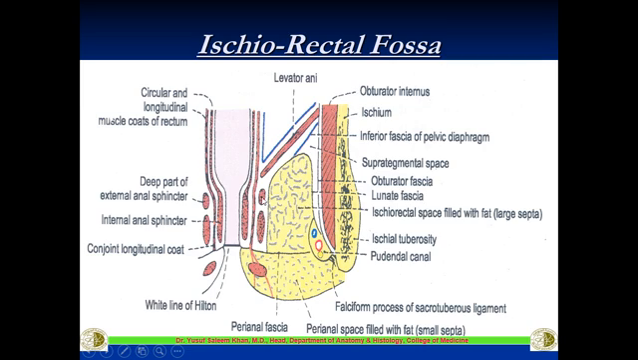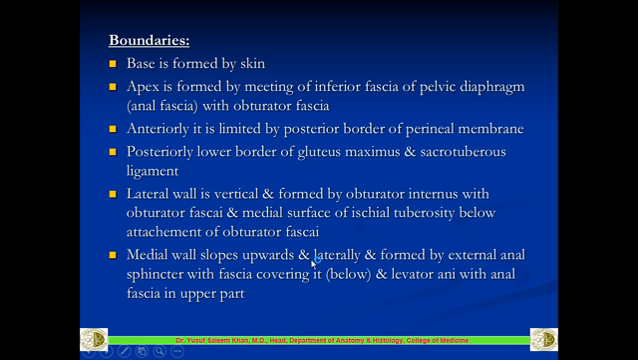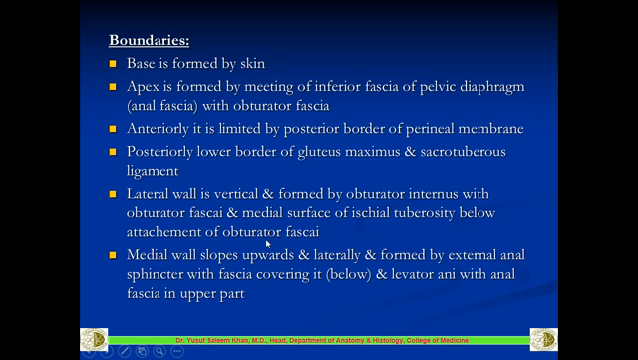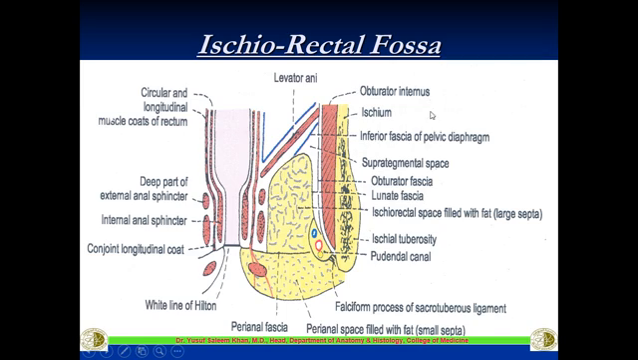So the external sphincter is divided into three: the deep part, the superficial part, and the subcutaneous part, and deep inside we have the internal anal sphincter. The medial boundary is formed by the external anal sphincter with the fascia covering it below. Here you can see there is a fascia covering it deep inside. And the levator ani with the anal fascia in the upper part. If you see above, we have the levator ani which forms the pelvic diaphragm. So this will be the levator ani with the inferior fascia of the pelvic diaphragm, which will be forming the medial boundary above.